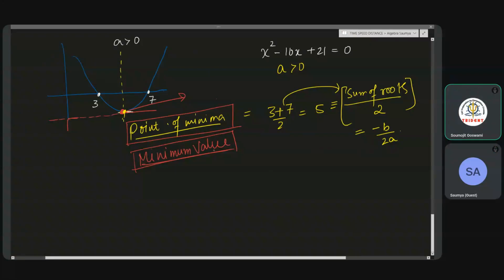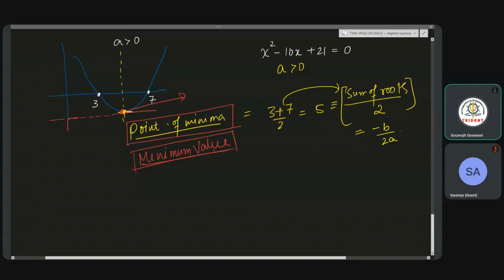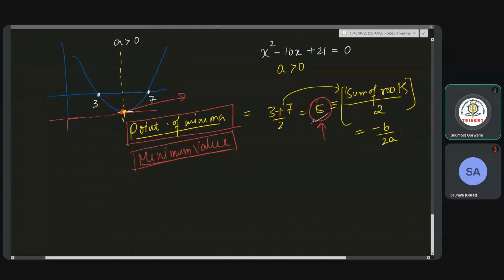Yeah. तो सौम्या, अगर सवाल ये हो कि now tell me what is the point of minima, तो हम क्या करेंगे? ये जो value आया ना सौम्या, तो x coordinate का value आया. ये 3 भी x coordinate में है, 7 भी x coordinate में है, तो ये तो x coordinate का value है एक तरह से, जो मैं यहाँ पे बता रहा था कि x comma y में हमने 5 को find out किया है, that is the point of minima.